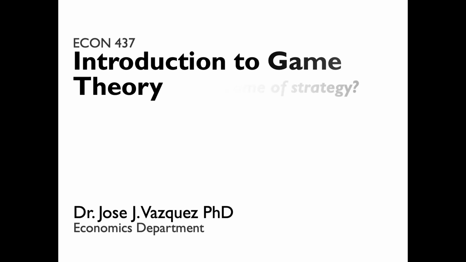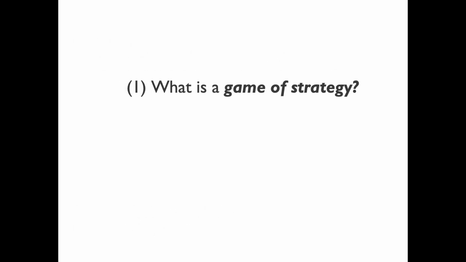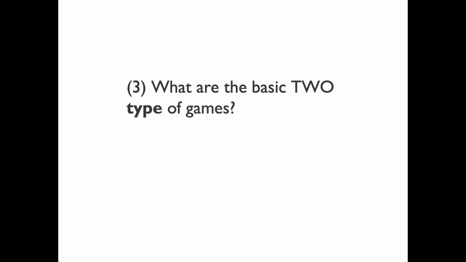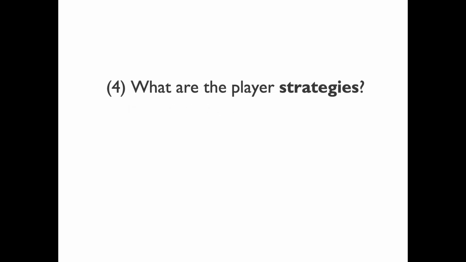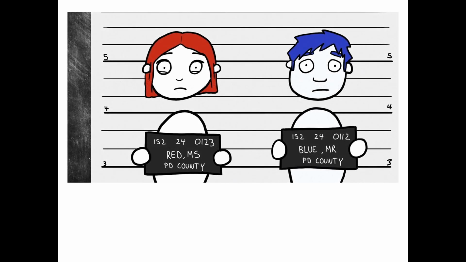And I have 4 goals, basically. The first is to define what is a game of strategy. Then to talk a little bit about the basic rules of a game. What are the basic 2 types of games that we will have? And finally, we'll talk a little bit about player strategies. And to answer all these questions, we're going to use the same example we started using last time, which is this prisoner dilemma example, which is a classic game in game theory.